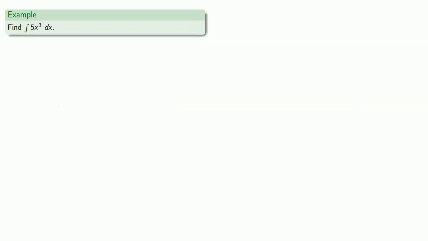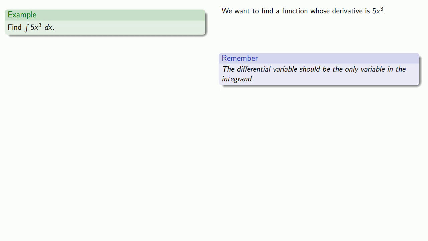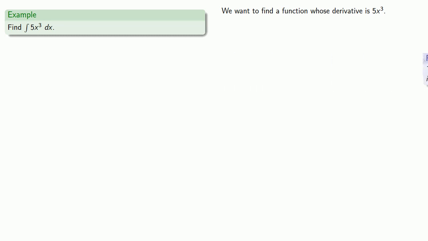How do we find antiderivatives? So suppose I want to find the antiderivative of 5x³ dx. What this means is we want to find a function whose derivative is 5x³. And before we proceed, one important check to make. Our differential variable is x, and our function only has variable x in it. And so it's possible to proceed from this point in a meaningful way.